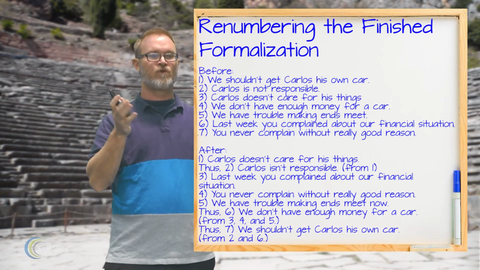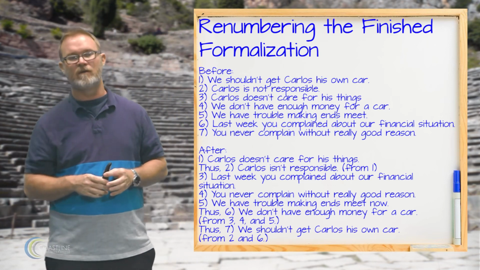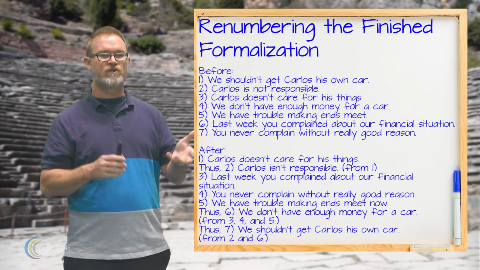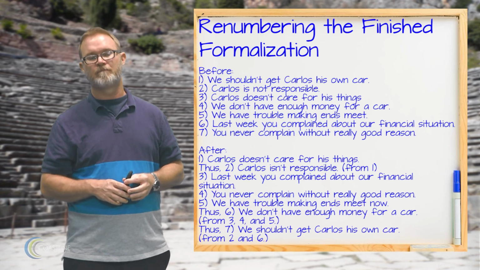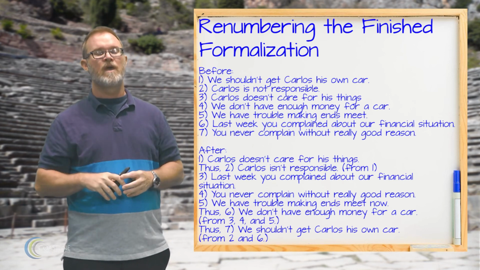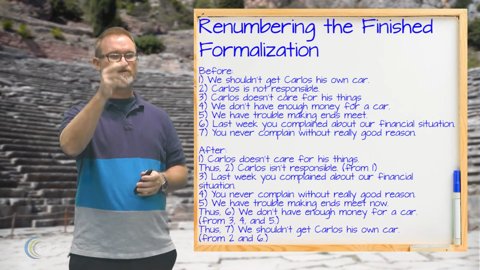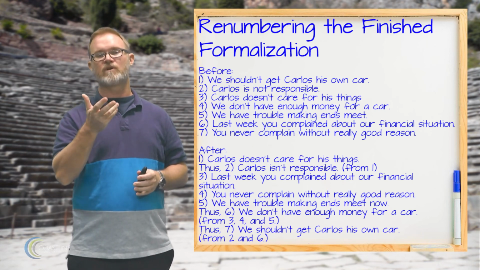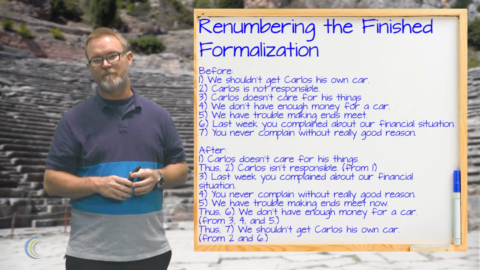And this is really what your formalization will look like in the end. It says 1, Carlos doesn't care for his things. Therefore, 2, Carlos isn't responsible. Now you can notice after 2, what I've done is I put from 1, and that just indicates that 1 there is a reason for 2. Carlos doesn't care for his things. That's a reason for Carlos not being responsible.